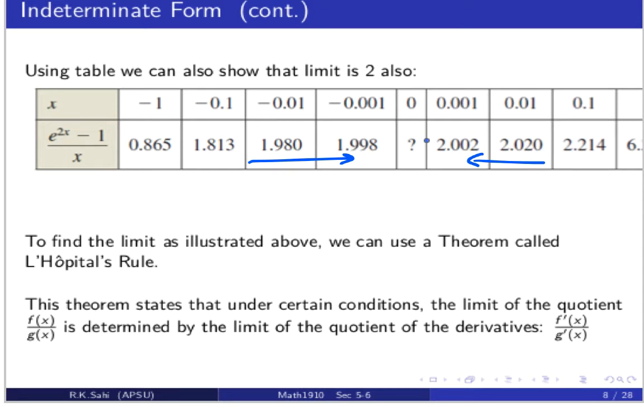So we would like to see how we can find it with an algebraic technique. And for that, the answer is L'Hopital's rule. Now, what this theorem is saying is that under certain conditions, and remember, important, under certain conditions, the limit of the quotient of functions is determined by the limit of the derivatives of those functions. That's a very simple way of saying it. So let's look at the formal definition of the theorem here.